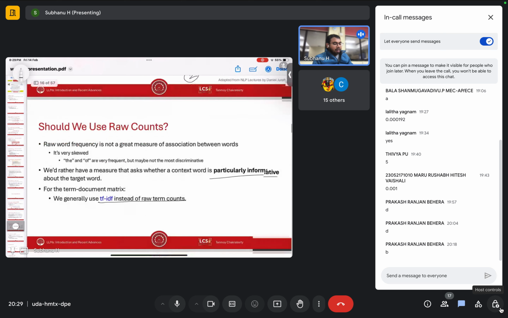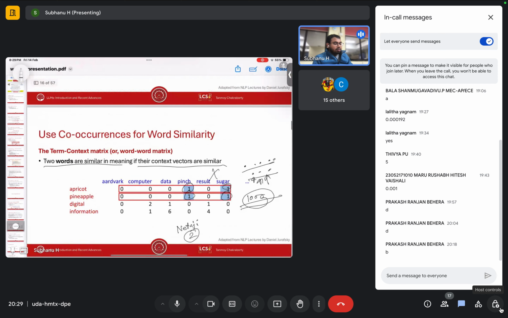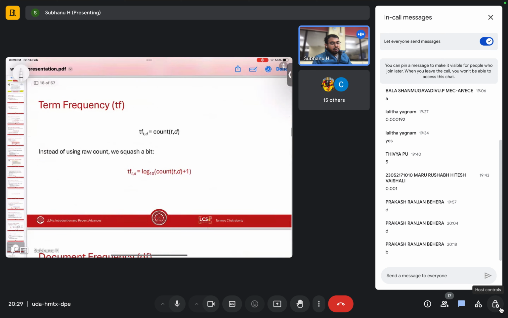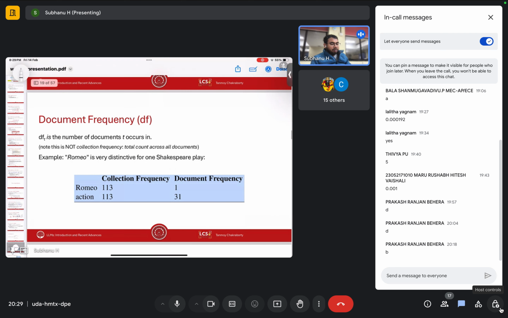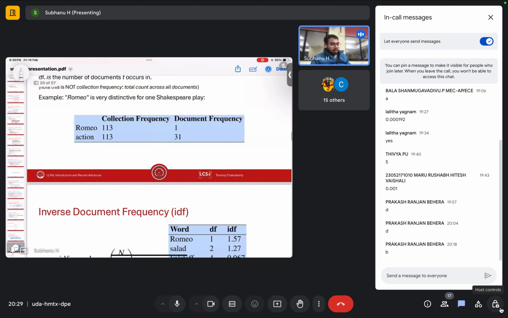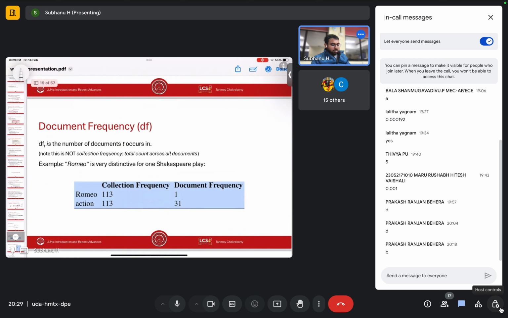Okay, so that's why we can't use this raw count. So that's why we are using what is called TF-IDF, term frequency and document frequency. TF means term frequency, IDF means inverse document frequency, where DF is the number of documents T occurs in.